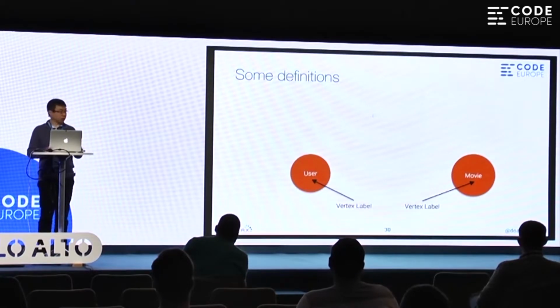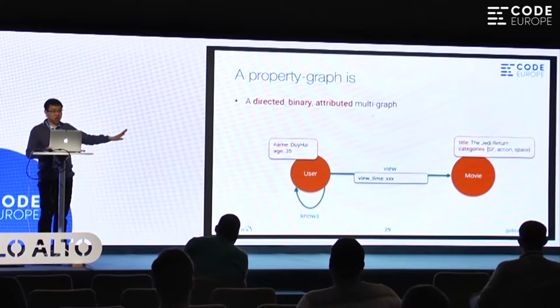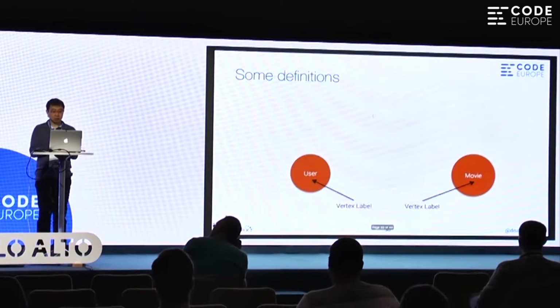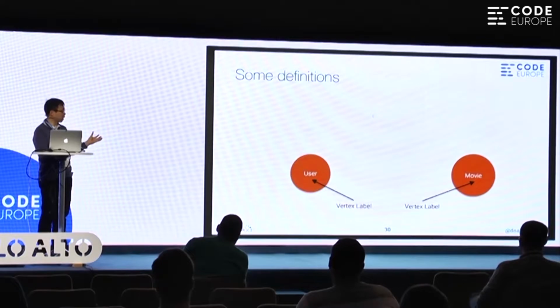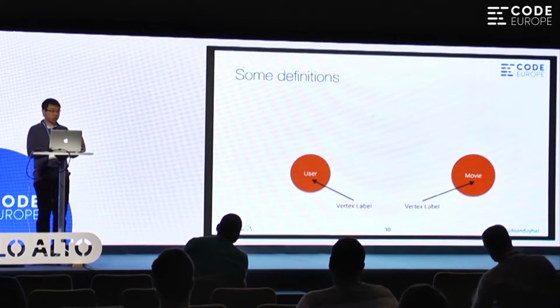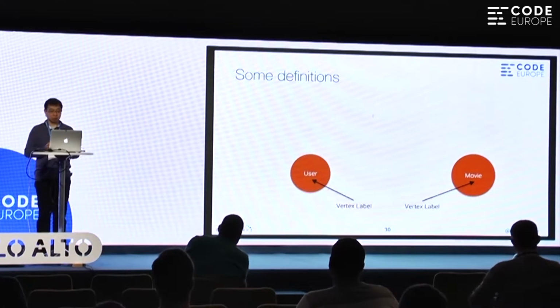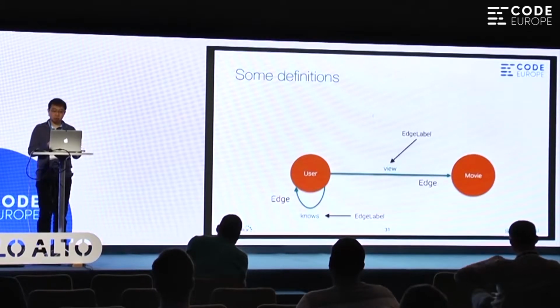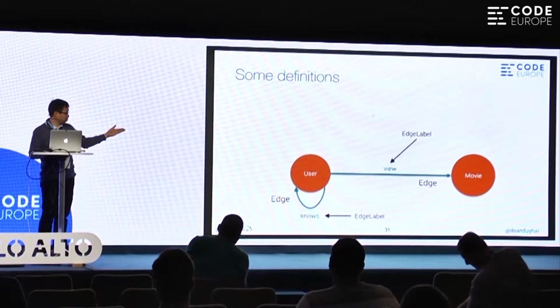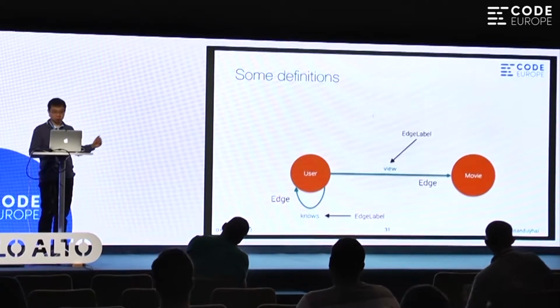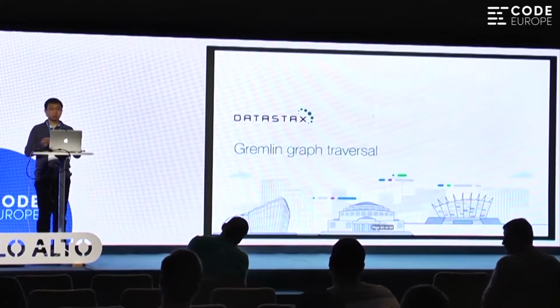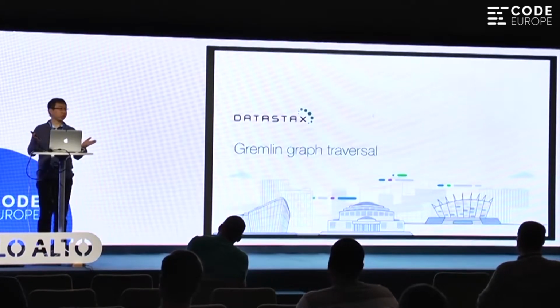Some definitions. So this is the topology. A vertex and edge is just the topology. But how can I distinguish a user and a movie? Thanks to vertex label, right? User is a vertex label. Movie is another vertex label. You can understand it as a kind of vertex, a type of vertex. Right? You have also edge label. You have a view edge label. You have a knows edge label. Right? Any questions so far? Clear?